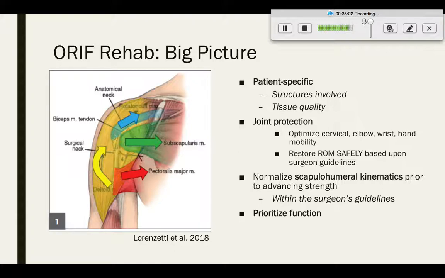So we're going to start with our phase of joint protection in the sling, optimizing cervical, elbow, wrist, and hand mobility. And then we're going to restore our range of motion safely based upon the surgeon's guidelines.